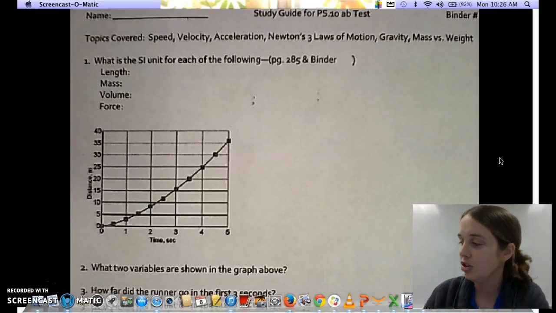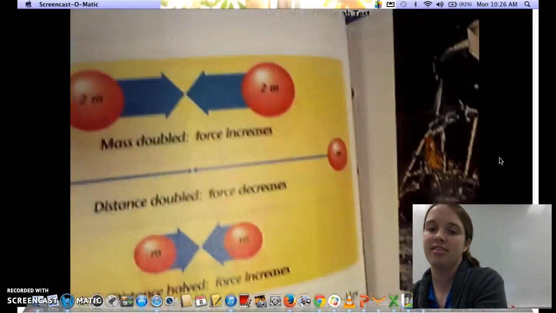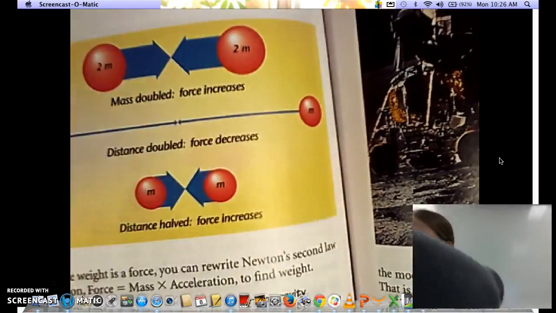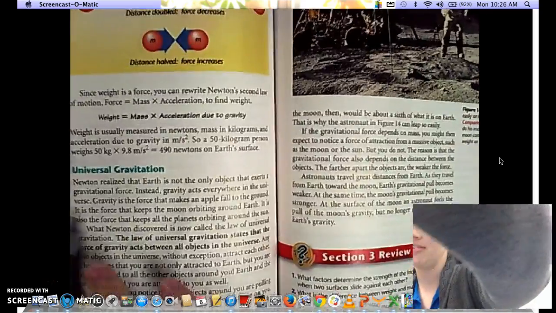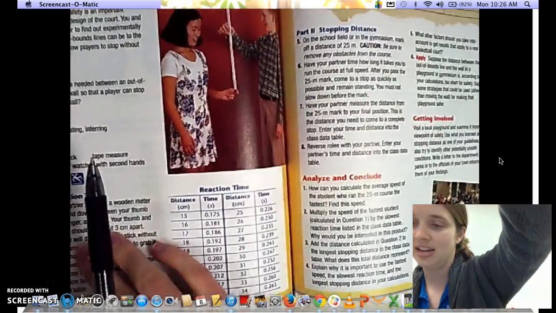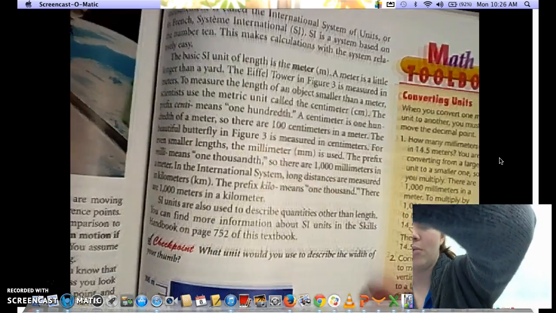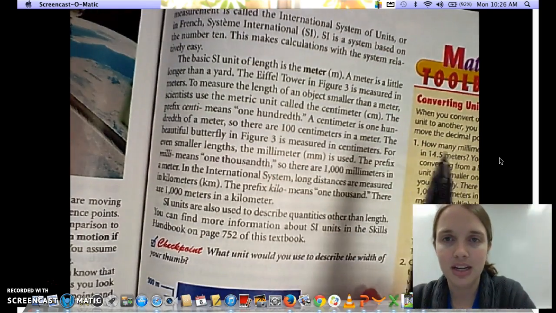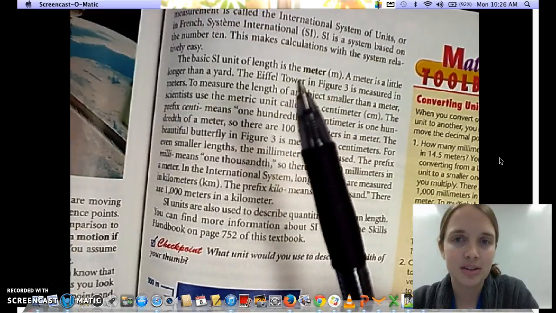You can use page 285 in your textbook, which, yes, I know we only really use when I'm not around. That's not 285, but this is. Let's see. 285. Here we go. If you're not sure about what SI means, International System of Units is SI, a system based on the number of 10.